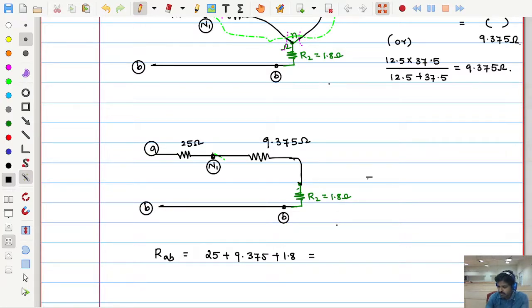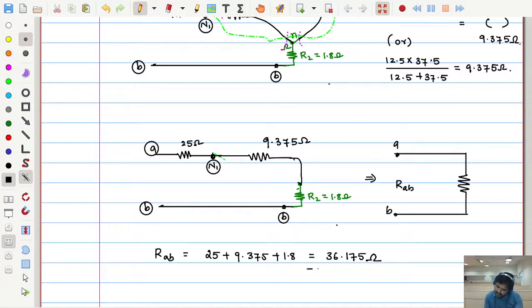Final value? This next step will look like this. We replace three elements by a single element. That single element is what? RAB. How much is this value? 36.175, sir. 36.175 ohms.